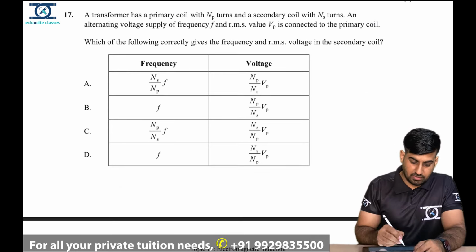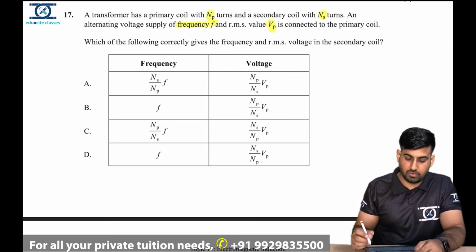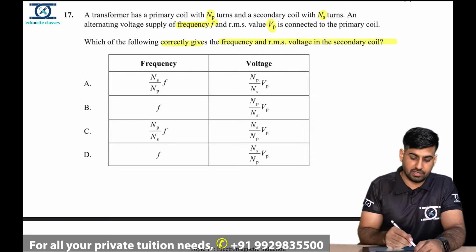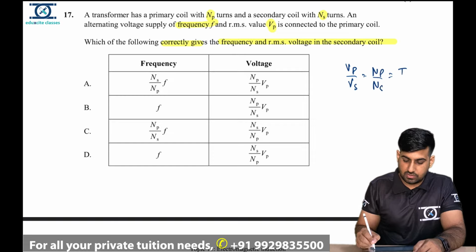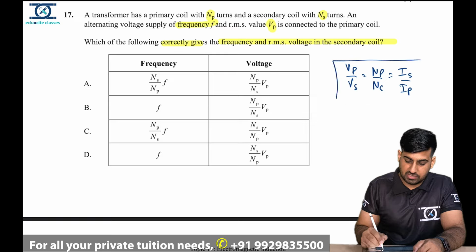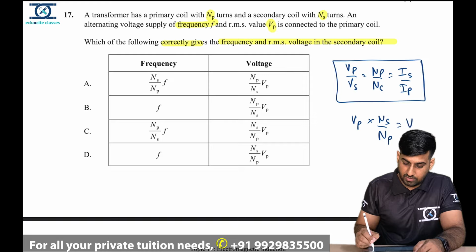Question number 17. Again it is based on the transformer. Primary coil has NP turns, secondary coil has NS turns, the alternating voltage supply has frequency F, and the RMS value for the primary coil is Vp. We have to correctly give the frequency and the RMS voltage for the secondary coil. This is given in your data booklet also. Vp upon Vs is equal to Np upon Ns is equal to Is upon Ip. This relation is given in your data booklet. So if we want to find the RMS value for the secondary, Vp times Ns upon Np is equal to Vs.